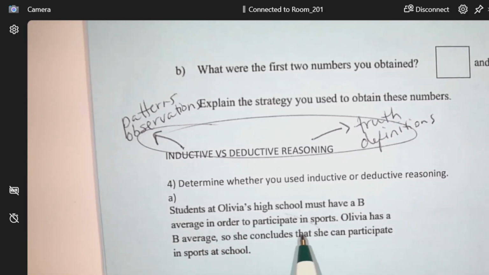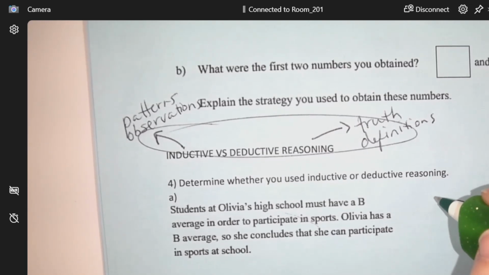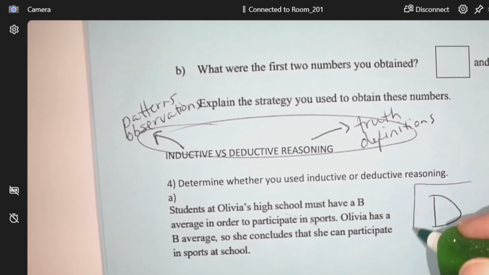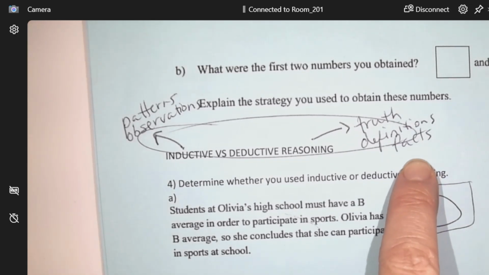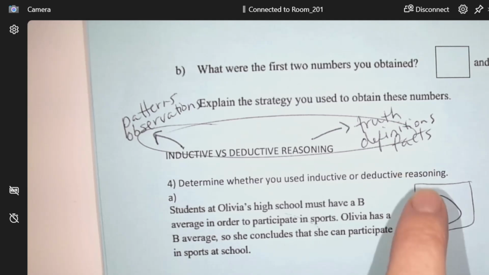Students at Olivia's high school have to have a B average to play sports. Olivia has a B average, so she concludes that she can participate in sports. That is deductive. Sorry, I should have used this word actually. Facts. Deductive is all about facts, and these are facts.